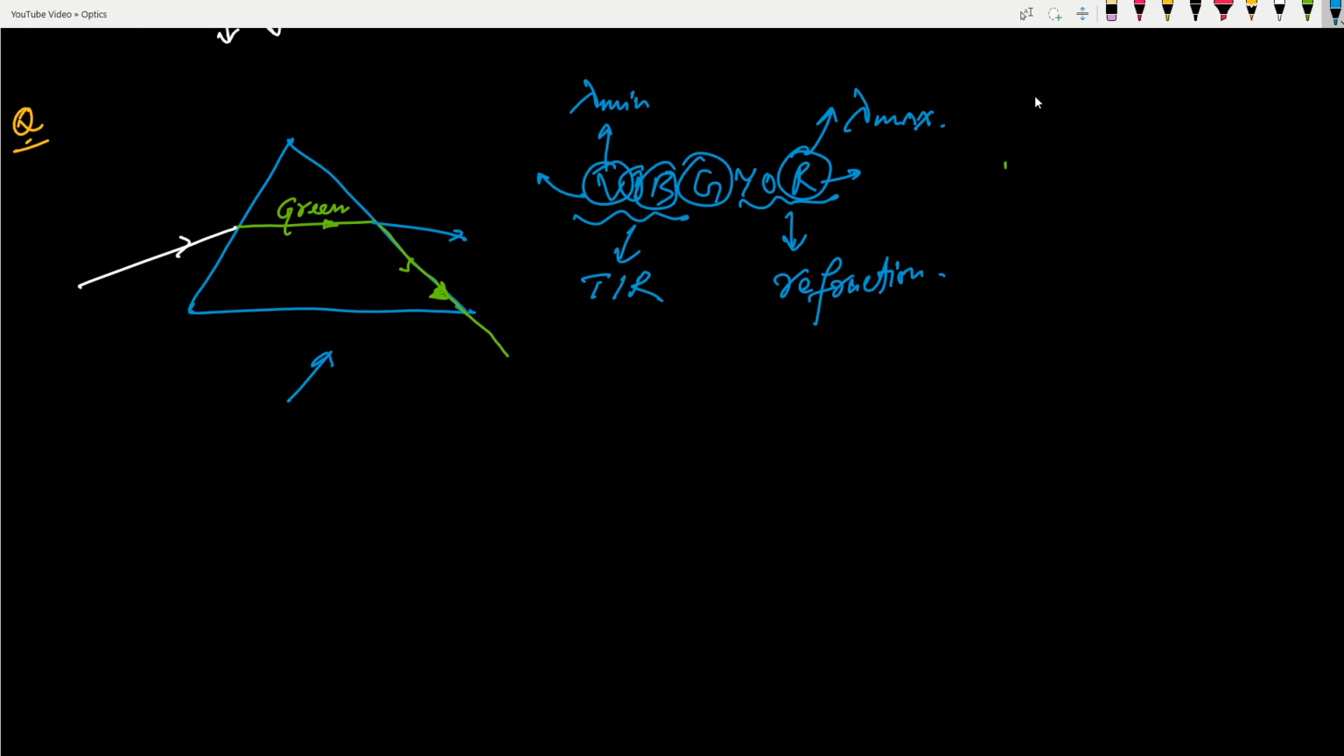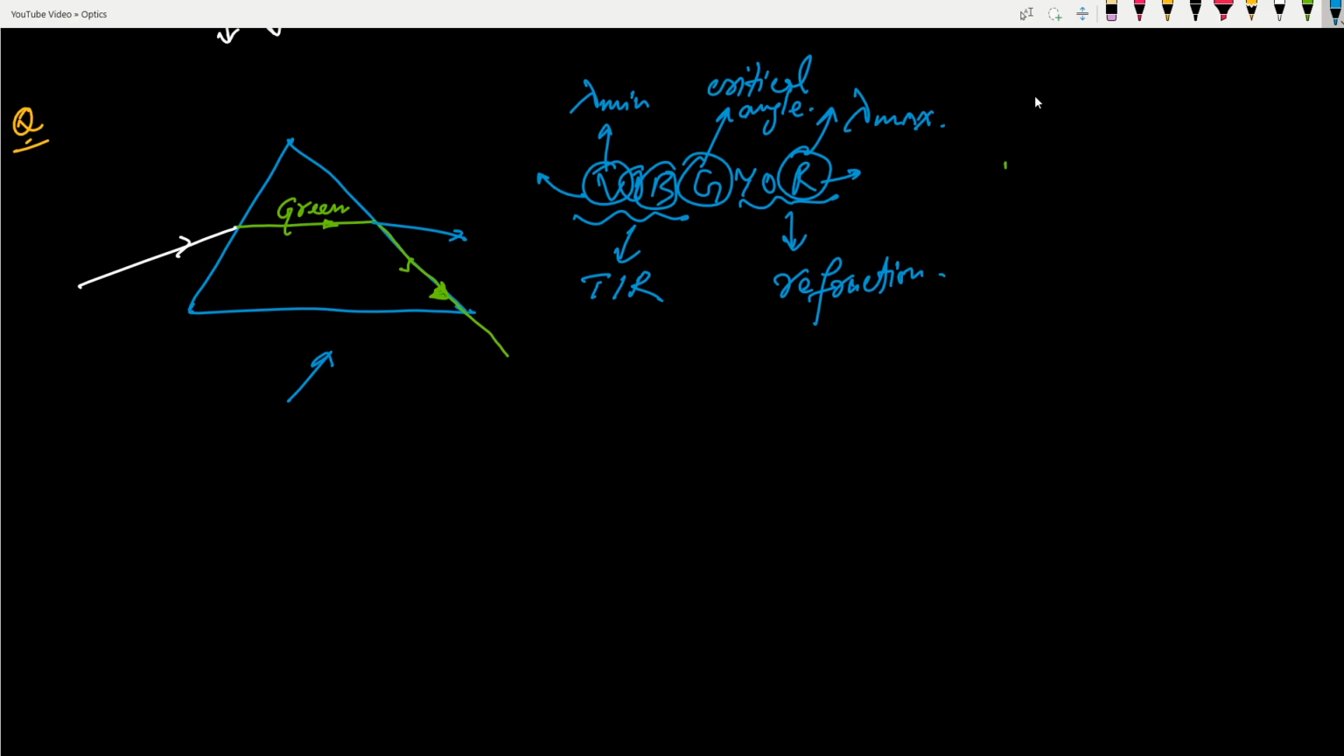And for green, the angle of incidence at the second surface is actually the critical angle. So for green, it is the critical angle. I hope the concept is clear. Anything beyond the critical angle will undergo total internal reflection, and we can see that violet, indigo and blue will have bending more than green. Therefore, they absolutely have an angle greater than the critical angle, and so they will undergo total internal reflection. I hope the concept is clear.